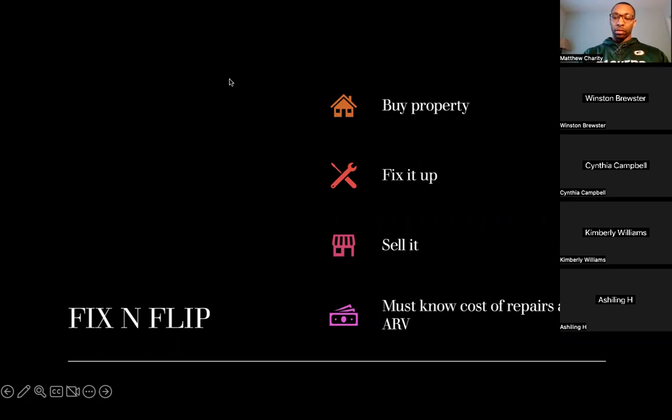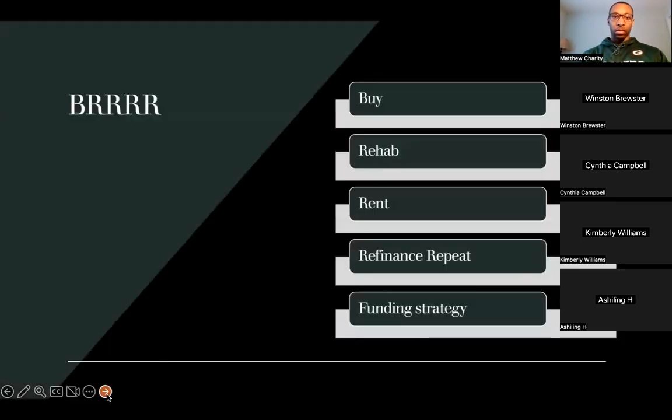Then we have fix and flip, of course. And that is where you buy the property, you fix it up, and you sell it. Again, you must know the cost of repairs. You must know ARV in order to know what you can pay for it and what you can sell it for. And again, we will define those terms as well as the formulas here in a minute.